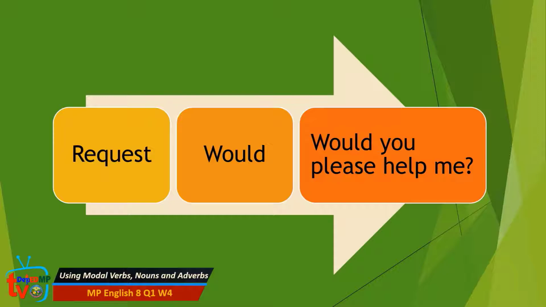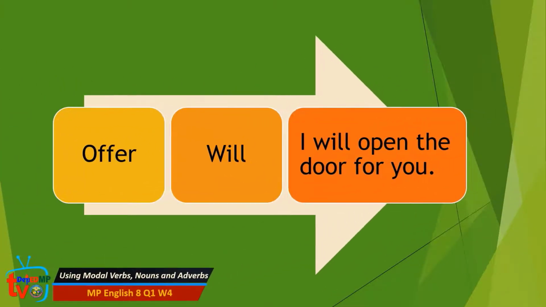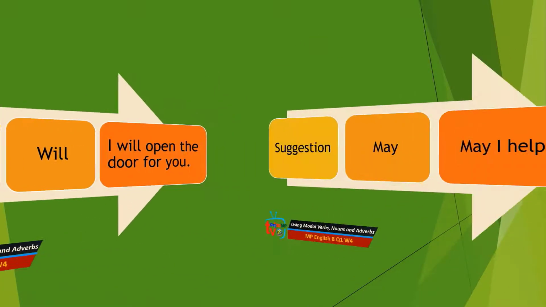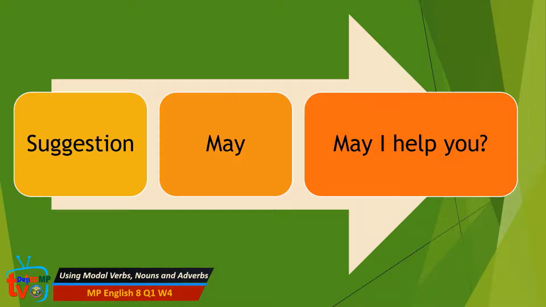Next is would. Would is used when making a request. For example, would you please help me? And next, we are going to use will when we are offering something. For example, I will open the door for you. Another one, we have may. May is also used when giving a suggestion. For example, may I help you?